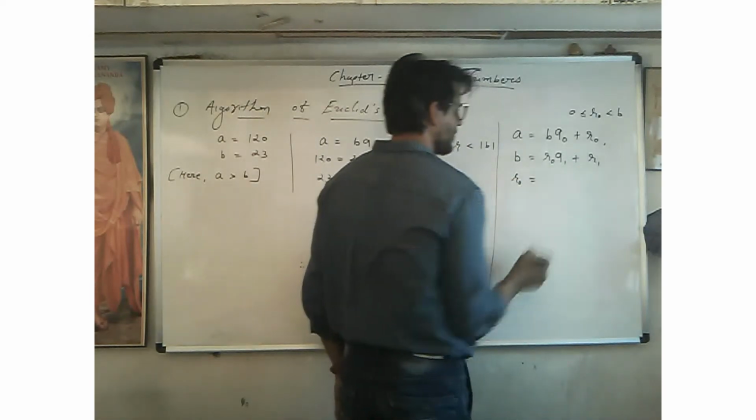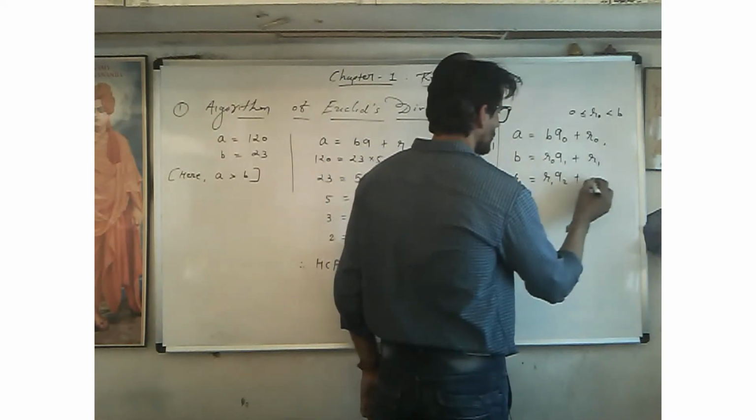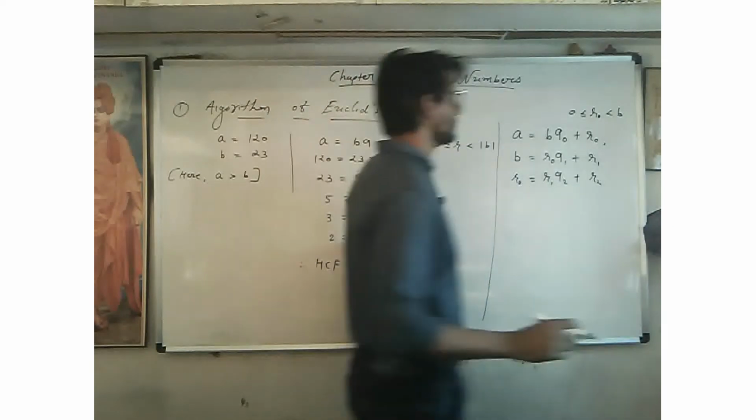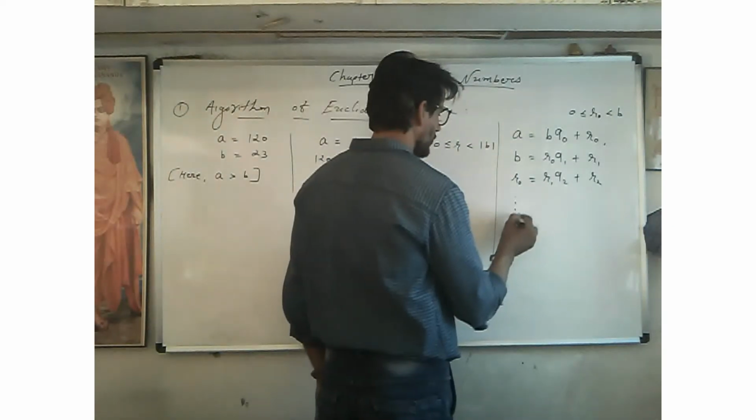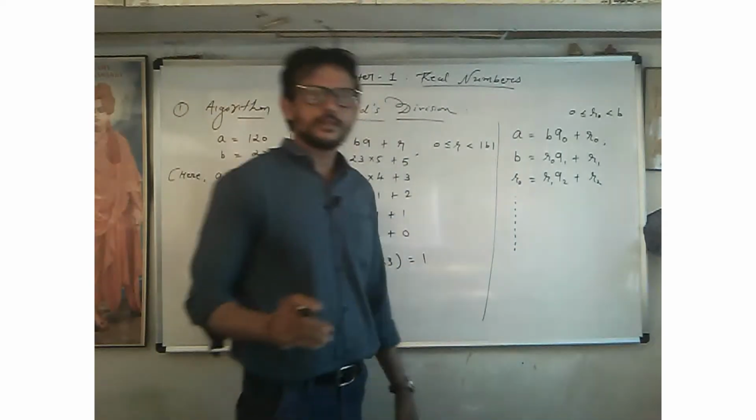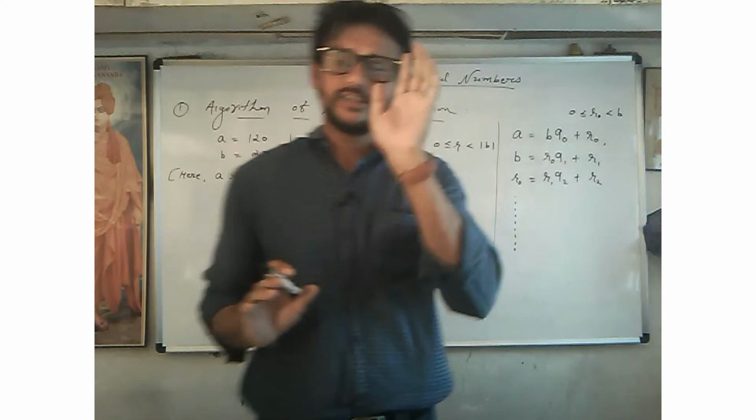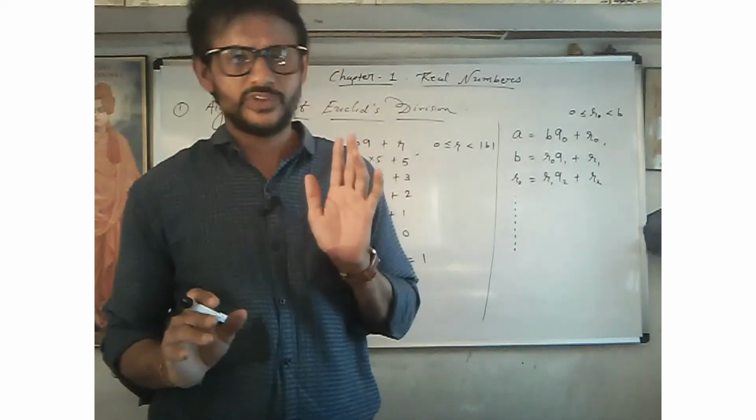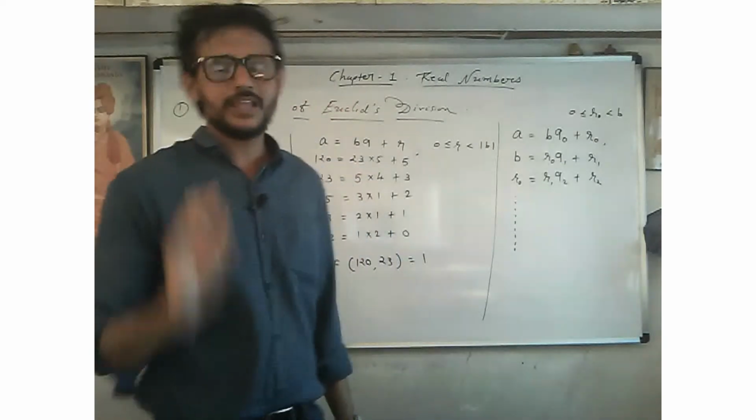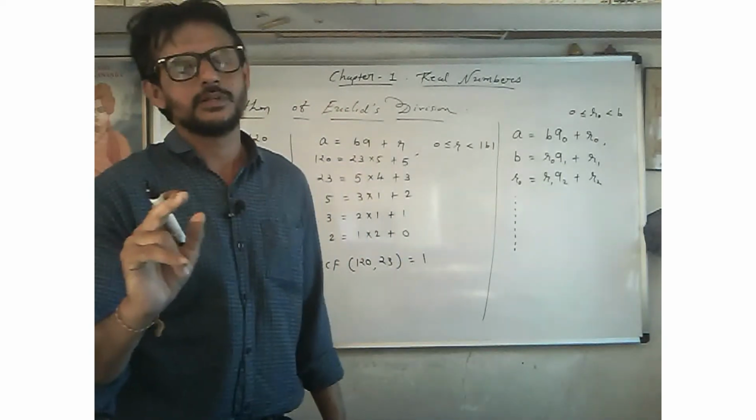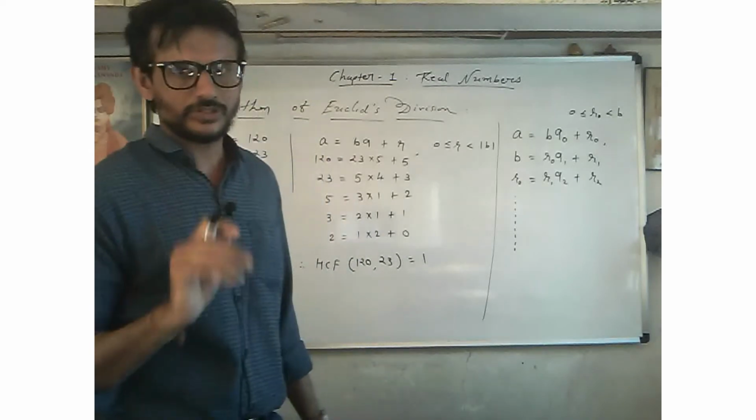Yeah. In your third step, R0 is equal to R1 Q2 plus R2, and so on. Carry on your procedure until you get remainder 0. This is a very important technique to get the HCF of two given positive integers. Clear?